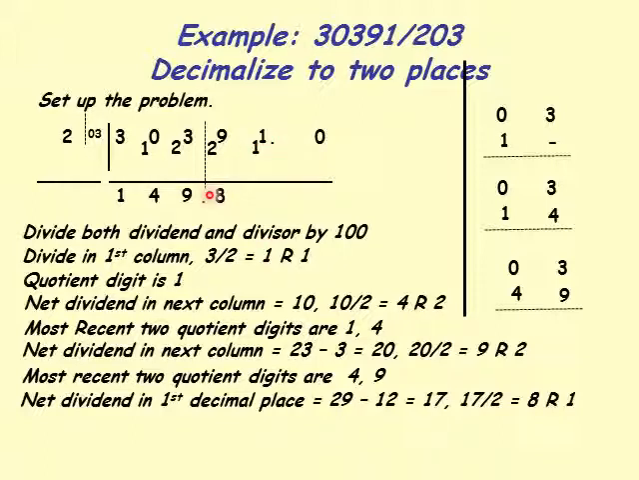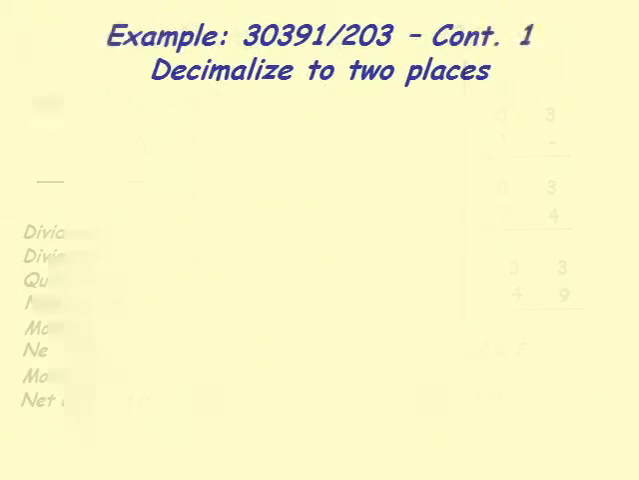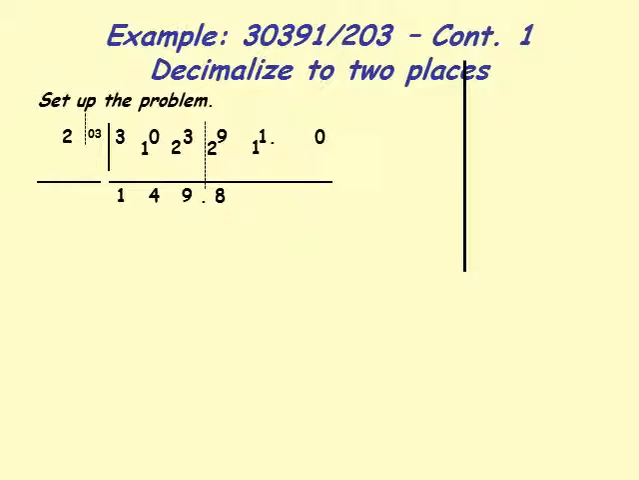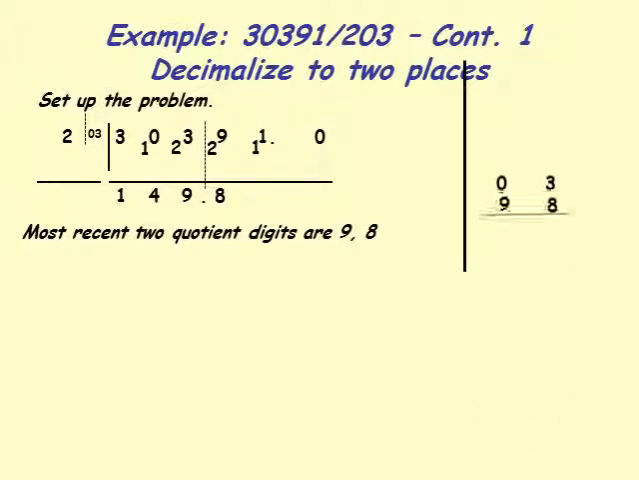Now we have 11 here, and we just got a new quotient digit. The two most recent quotient digits are now 9 and 8. This is set up from the previous page, and the setup for the adjustment is 0, 3 and 9, 8. So we'll be multiplying 0 by 8 and 3 by 9.